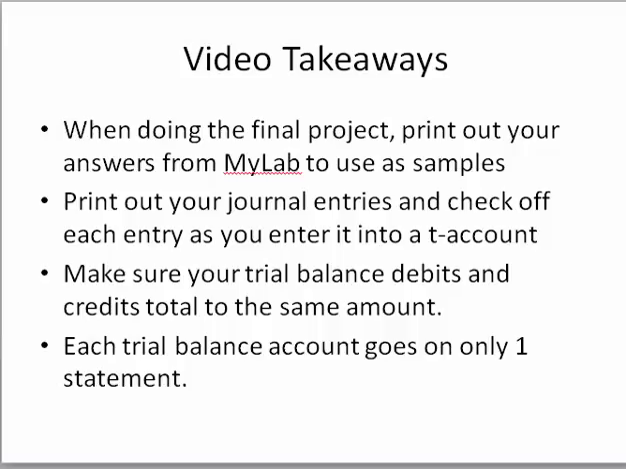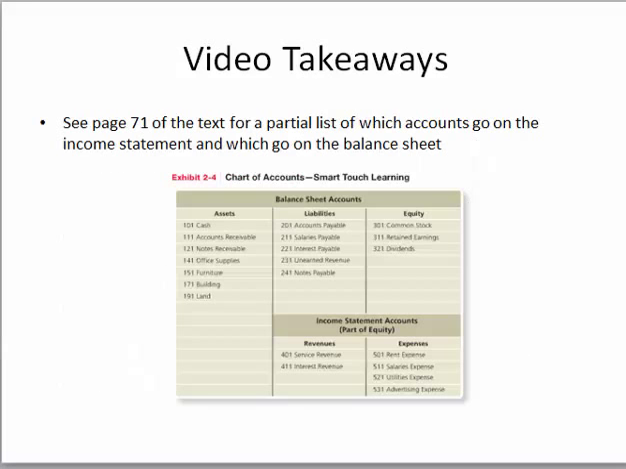We're now at the end of our video. Remember these important takeaways. When doing the final project, print out your answers from your MyLab to use as examples. Print out your journal entries and check off each entry as you enter it into the T accounts. Make sure your trial balance debits and credits total to the same amount. Each trial balance account goes on only one statement. See page 71 of the text for a partial list of which accounts go on the income statement and which go on the balance sheet. This will help you when you're doing your final project.